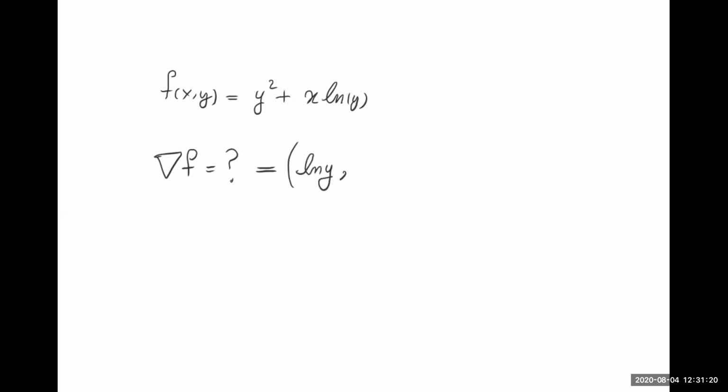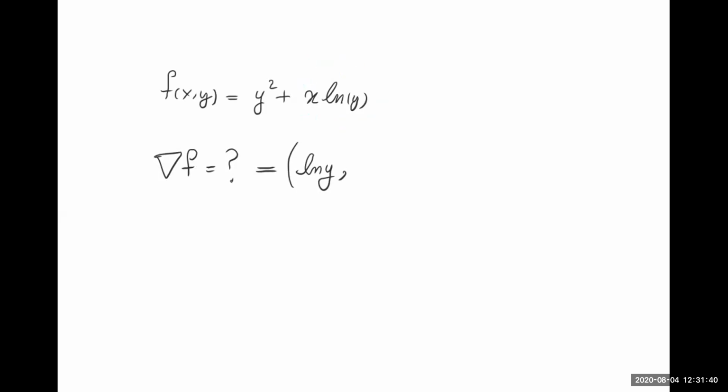Well, let's look at a few examples. Let's say f of x and y is equal to y squared plus x ln of y. And so what is the gradient of f? Well, we should take the derivative with respect to x. It would be ln of y. Because if you are taking the derivative with respect to x, y is a constant. Therefore, ln of y is a constant, a constant coefficient of x. The derivative would be just that coefficient, which is ln of y.